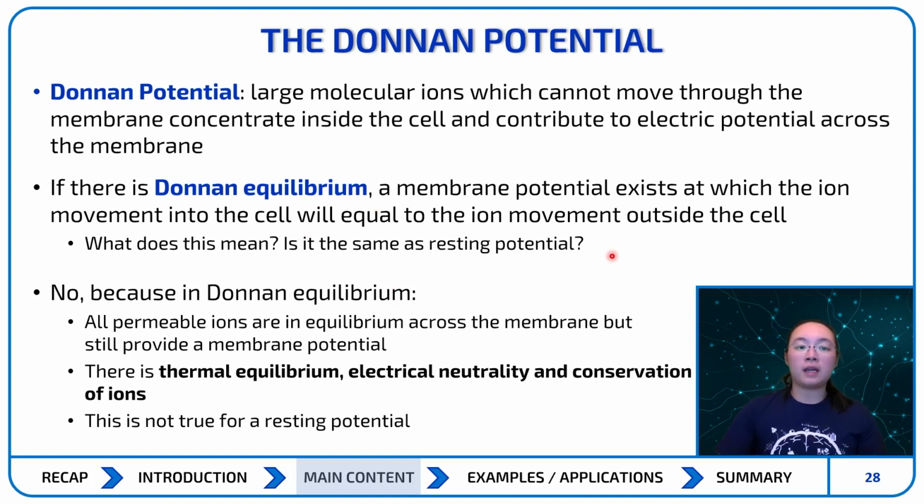So what does this mean? If there is a Donnan equilibrium, does it mean that there's a resting potential? No, because in the Donnan equilibrium, all of the permeable ions are in equilibrium across the membrane, but still provide a membrane potential. There is thermal equilibrium, there is electrical neutrality, and there's also the conservation of ions. But that is not true for a resting potential. So it's very important to know what the difference is between a resting potential and the other potentials presented here. And we'll go through that once we talk about action potentials.